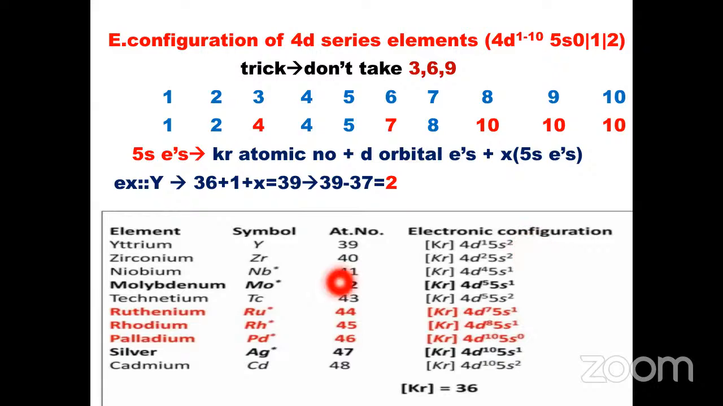Okay. These are the 4d series of elements. These are yttrium, zirconium, niobium, molybdenum, technetium, ruthenium, rhodium, palladium, silver and cadmium.